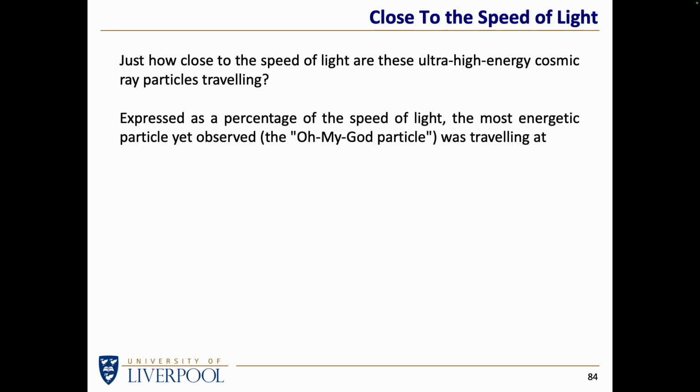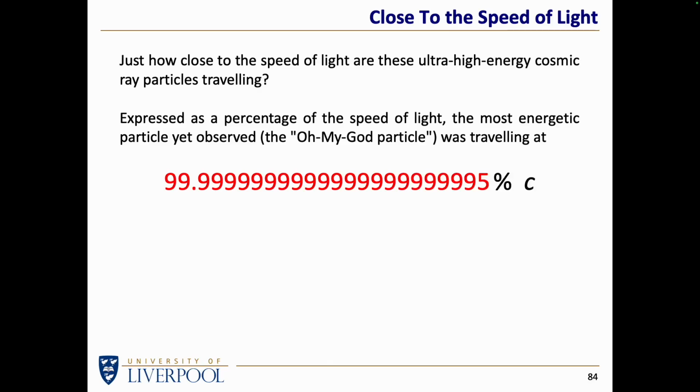If we express its speed, calculated based on its energy, if we write its speed down as a fraction of the speed of light, it turns out to be 99.9999999. We're not done yet. 999. Not done yet. 999. We're nearly there. 995% the speed of light. There's no way you can get your head around just how close that is to the speed of light, but that gives you a taste of the fact that it must be really, really energetic if it's flying through the universe at that sort of speed.